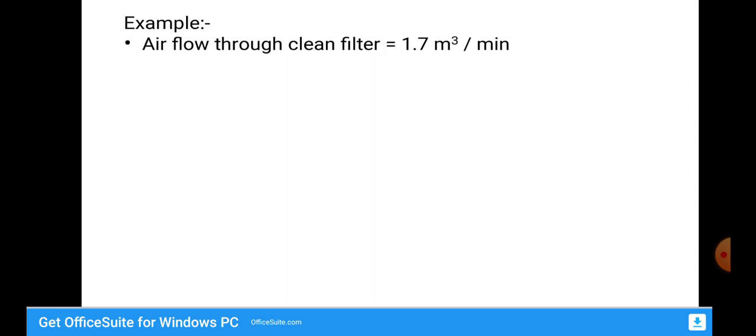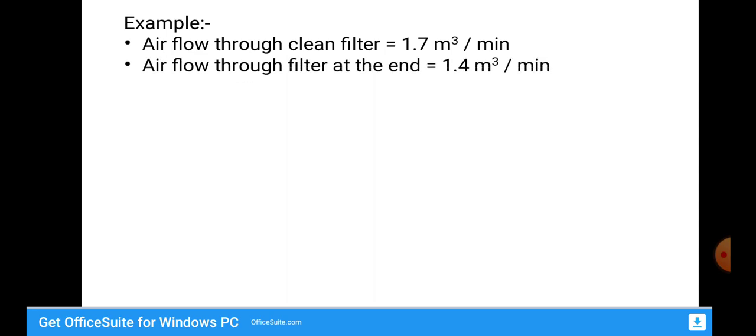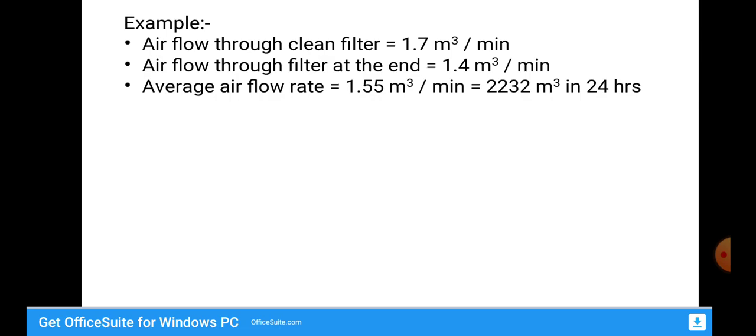Air flow rate through clean filter. Initially, the air flow rate through clean filter is 1.7 meter cube per minute. And air flow rate at the end of this sampling is 1.4 meter cube per minute. So average flow rate will be 1.55 meter cube per minute.